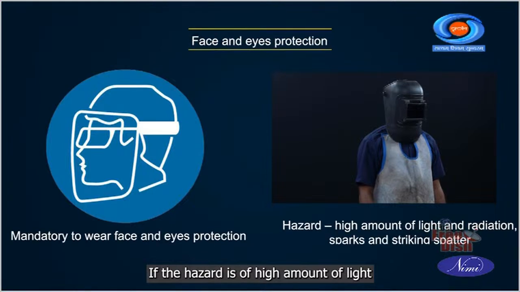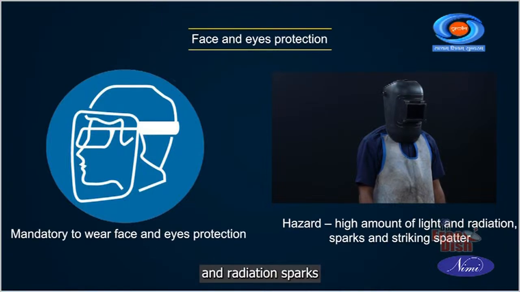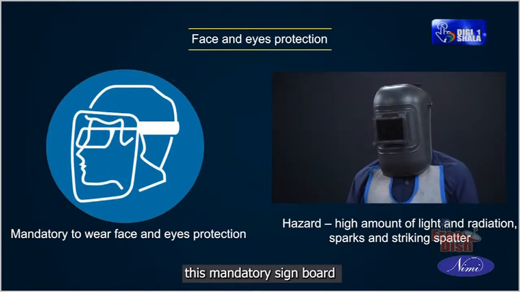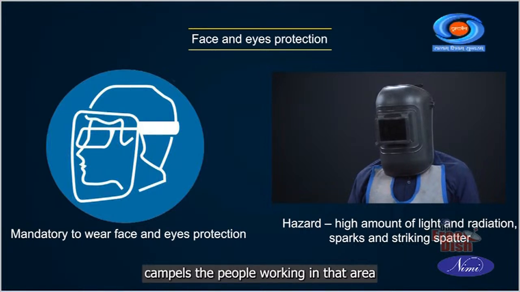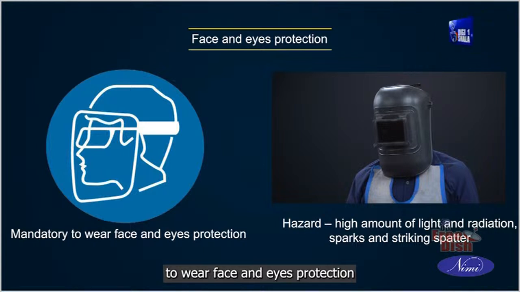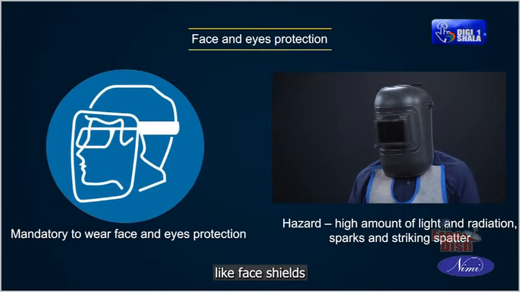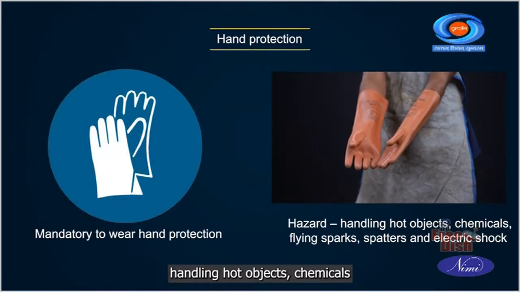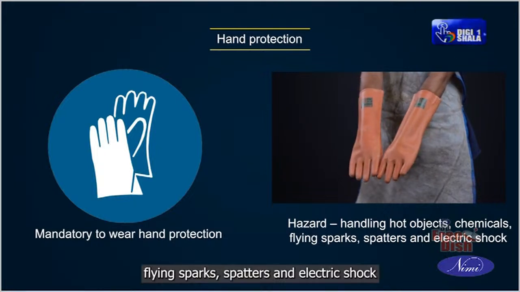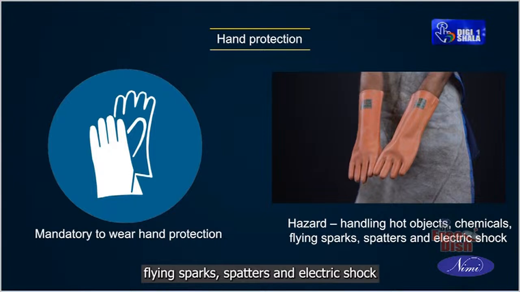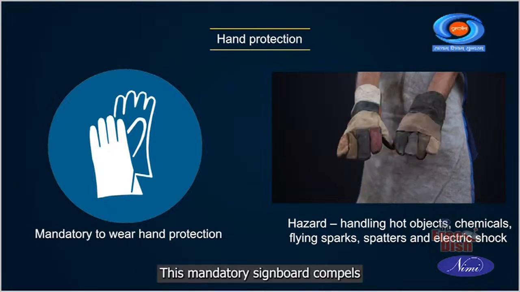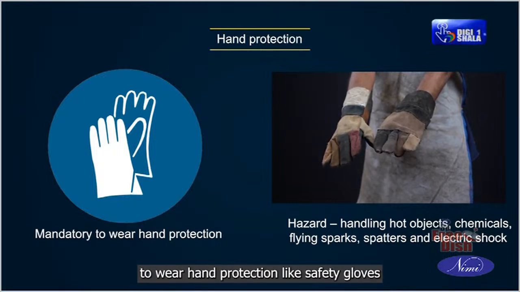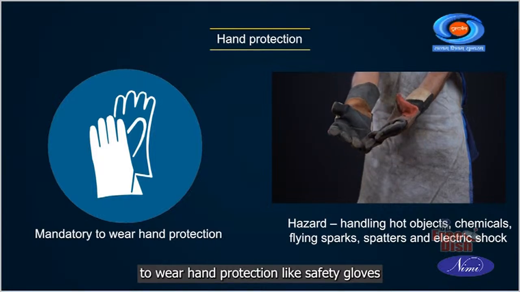If the hazard is of high amount of light and radiation, sparks and striking spatter, this mandatory signboard compels the people working in that area to wear face and eyes protection like face shields. If the hazard is of handling hot objects, chemicals, flying sparks, spatters and electric shock, this mandatory signboard compels the people working in that area to wear hand protection like safety gloves.